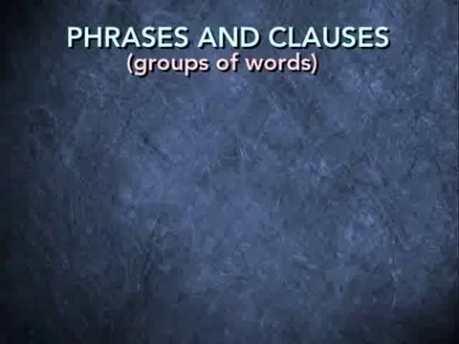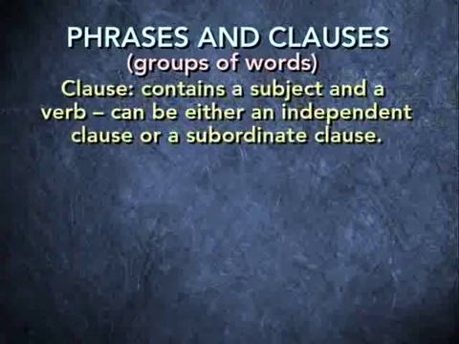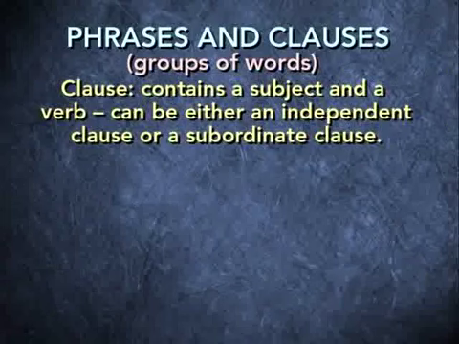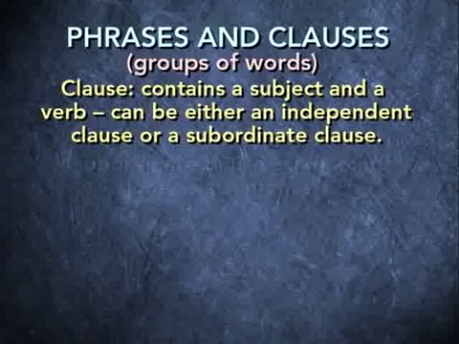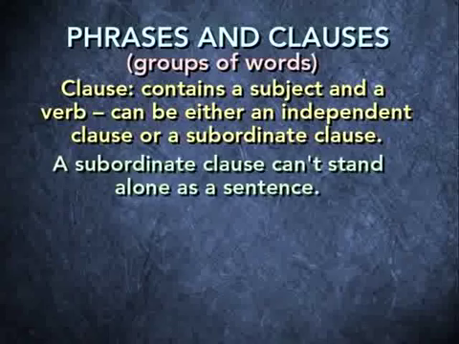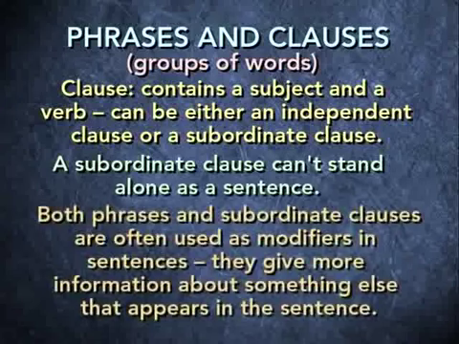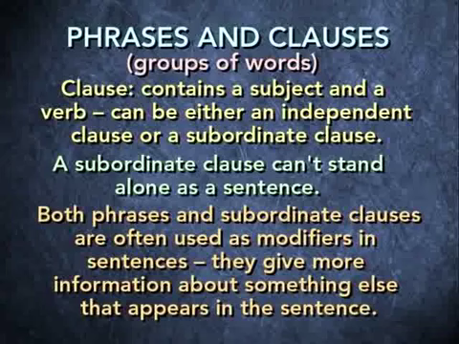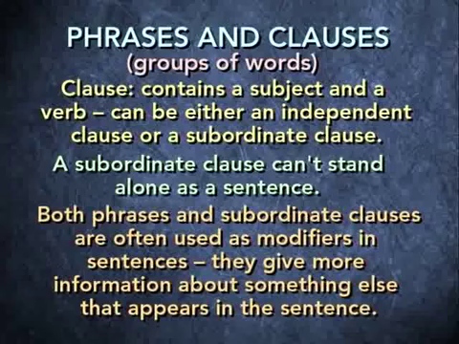The main difference between them is that a clause contains a subject and a verb. And a clause can be either an independent clause or a subordinate clause. A subordinate clause can't stand alone as a sentence. Now, as we'll see in a moment, both phrases and subordinate clauses are often used as modifiers in sentences. In other words, they give more information about something else that appears in the sentence. In that sense, these phrases and clauses are being used very much like adjectives and adverbs. And there are a couple of special problems that can sometimes arise when phrases and clauses are used as modifiers.